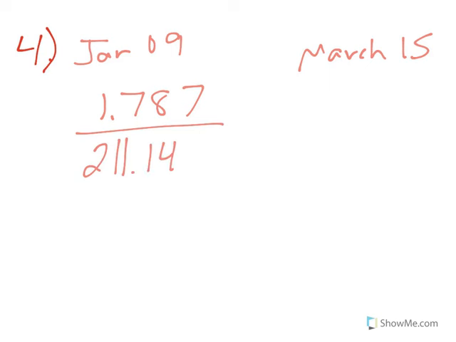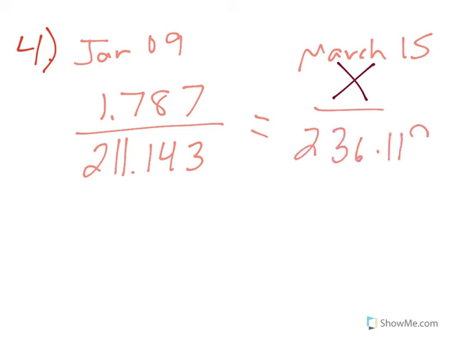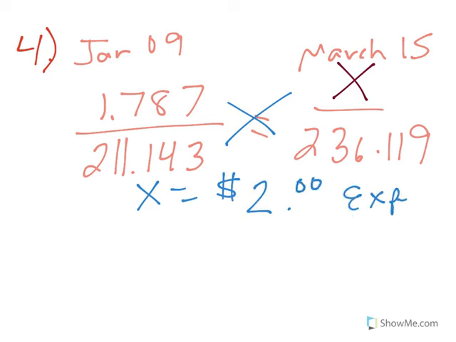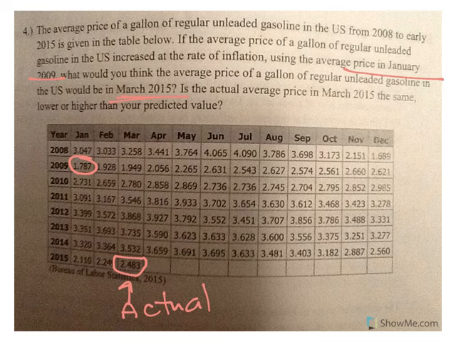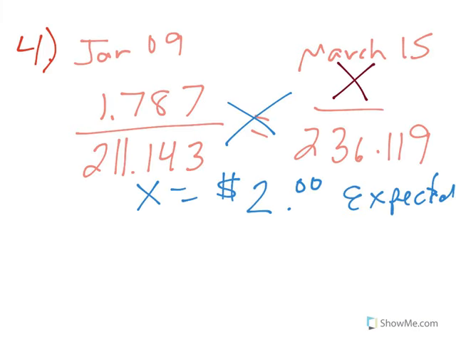The CPI from the table is 211.143. I'm trying to figure out what March should have been, and my CPI is 236.119. So once again, I cross multiply, and it should have been right around $2. This is the expected. If gas would have stayed with inflation, the expected value for March of 15 would have been $2.